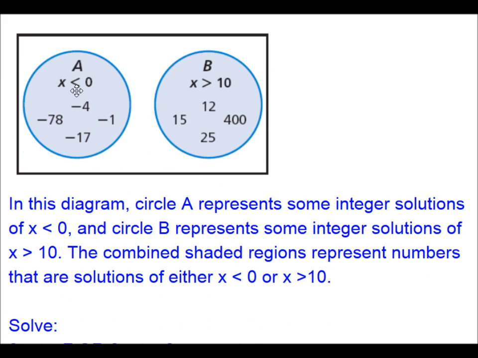In this Venn diagram, circle A represents some integer solution of x less than 0, and circle B represents some integer solution of x greater than 10. The combined shaded region represents numbers that are solutions of either x is less than 0 or x is greater than 10.